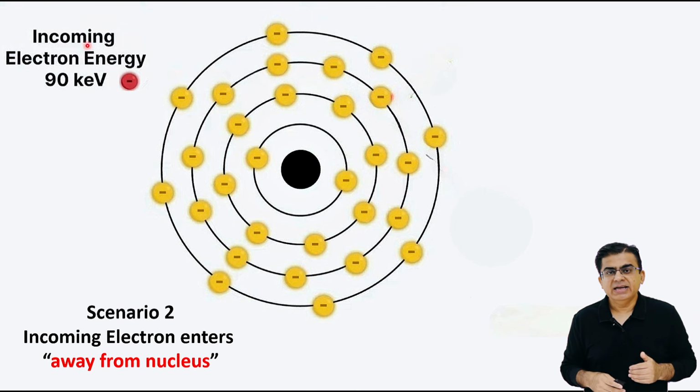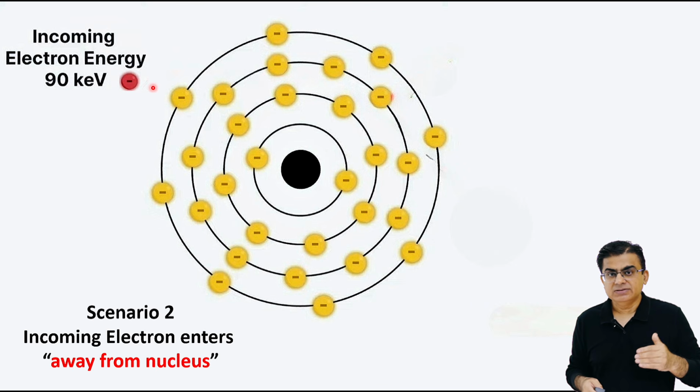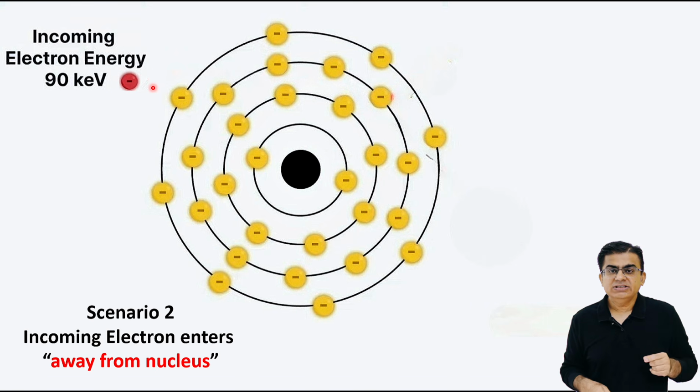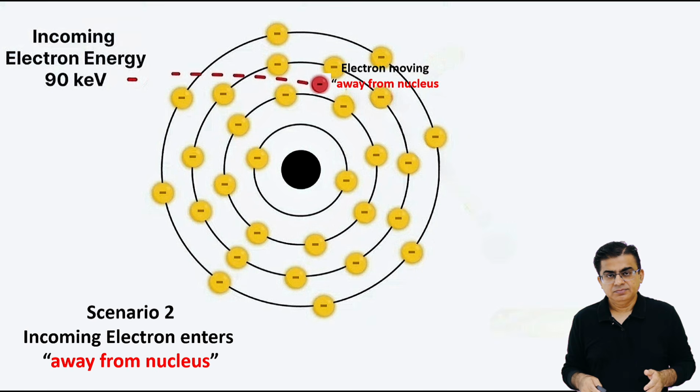Notice this incoming electron arriving with a kinetic energy of, for example, 90 keV. See what happens when this electron travels much further away from the central nucleus. Watch its path very carefully as it moves through the atom. Electron entering the outer orbit of this atom.